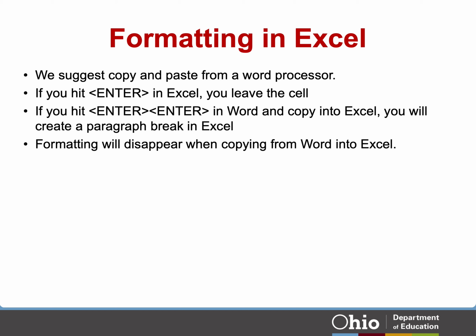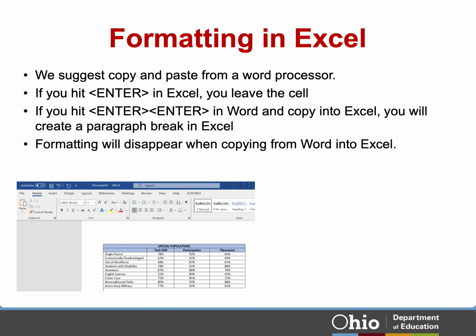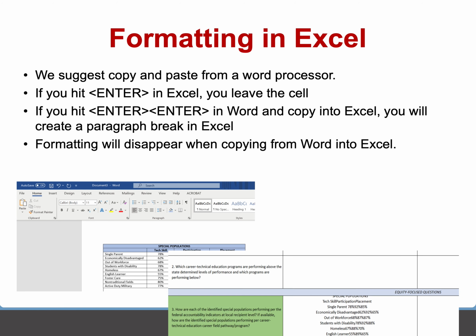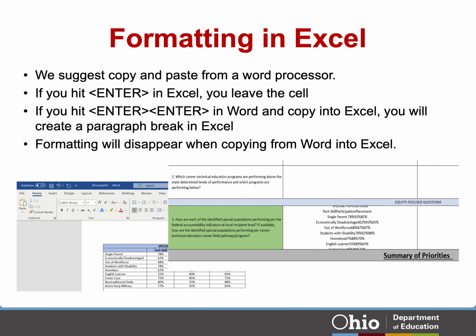Here is an example of a table created in Word. Note the bolded text and the shaded cells in the centered justification. When we take that and copy it into the workbook, this is what you see. You see the formatting is gone and it is not perfect, but it is how you can get tabled information into a single spreadsheet cell.